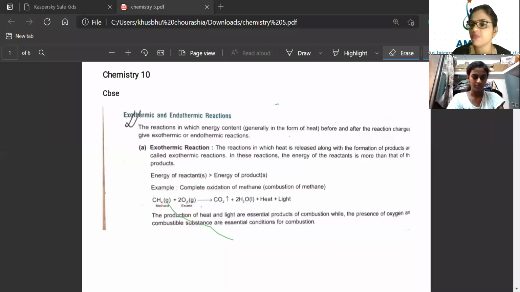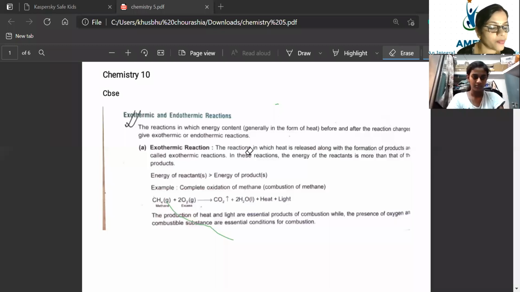Now beta, exothermic reaction. Exothermic reaction is that reaction in which heat is released. Fine. Exothermic reaction is that reaction in which heat is released.